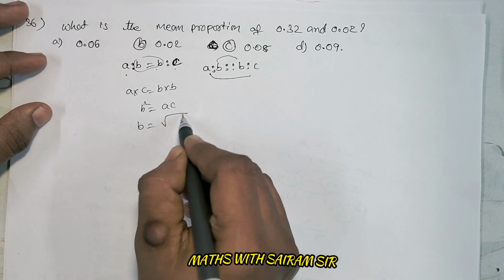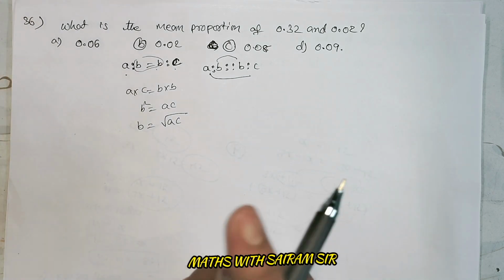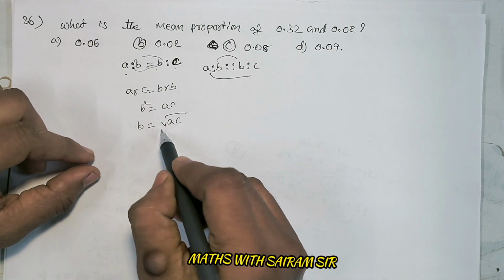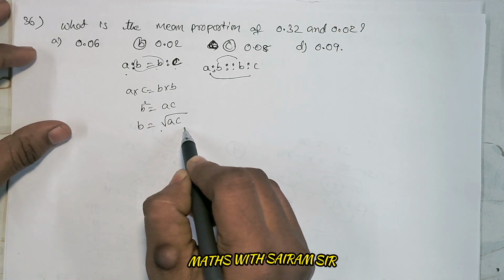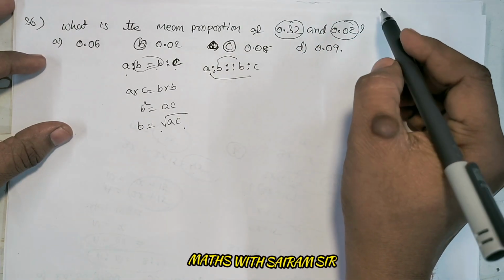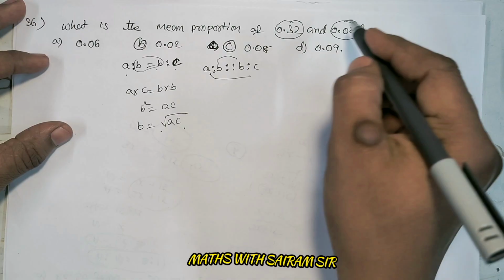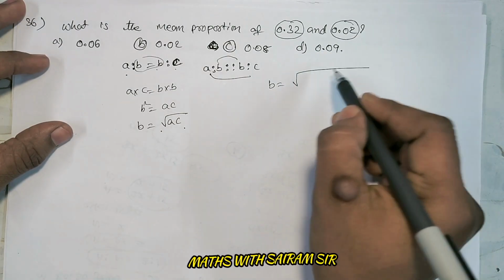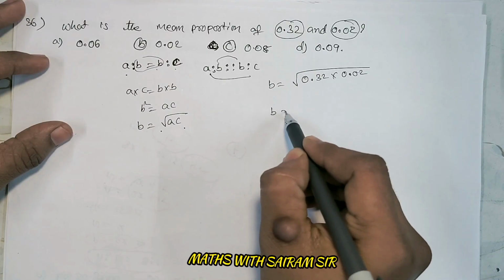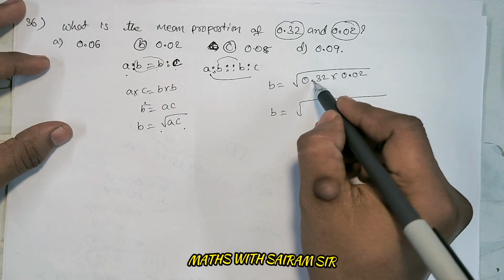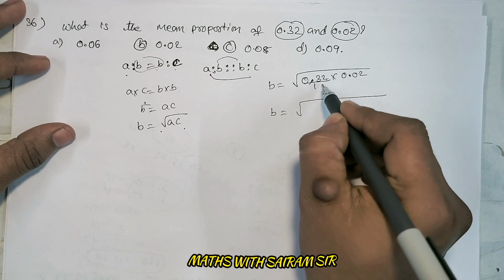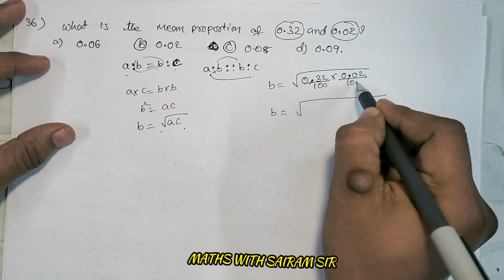From this, B is equal to the square root of AC. That means if you know the extremes, then the mean proportion of those extremes is obtained by the square root of the product of the extremes. So here also we are given two extremes, 0.32 and 0.02. Then the mean proportional B is equal to the square root of 0.32 times 0.02. Okay, don't panic. In this case, we can solve it very easily. To solve this, firstly we need to remove the decimal point, as we have two decimal places, two zeros, and in this case also two zeros.